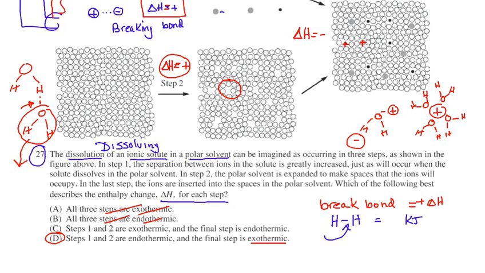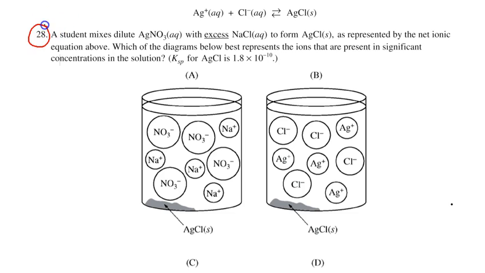Okay, moving forward. Number 28: a student mixes dilute silver nitrate with excess sodium chloride to form silver chloride. Gosh, how many times have we seen this precipitation reaction? Another particulate type of illustration question. They love these. Which of the diagrams below best represents the ions that are present in significant concentrations in the solution? So I look at these and I say, okay, I've added excess sodium chloride.